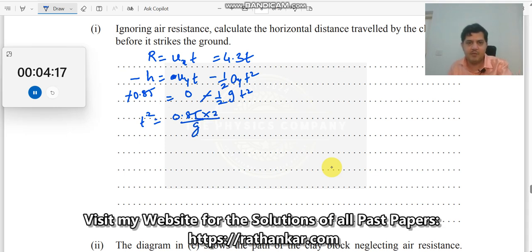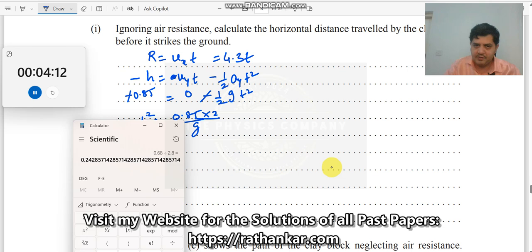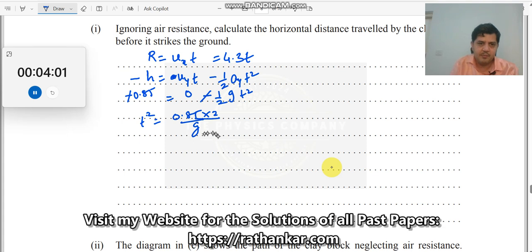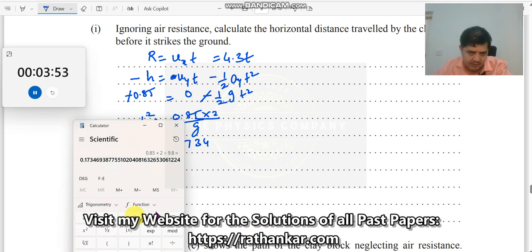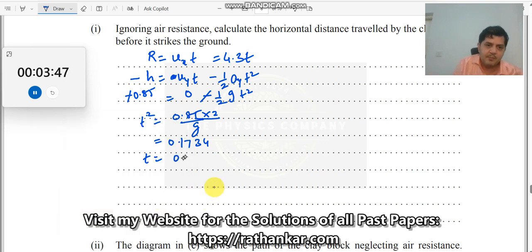Okay. Let us calculate what is this value. How do I get it? Where is my calculator? Right. So this should be 0.85 star 2 divided by 9.8. So when I do this, I get the answer 0.1734. In other words, if I take the square root of this, the square root gives me 0.416. 0.416 seconds is nearly equal to 0.42 seconds over here, right? 0.42 seconds is the answer that I get over here.